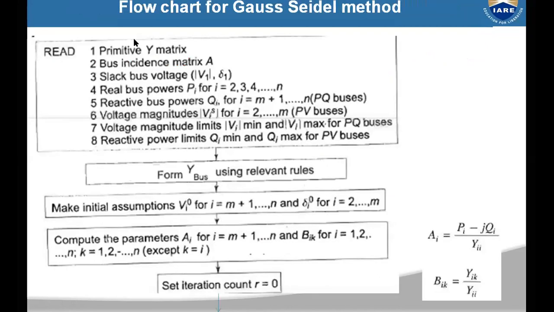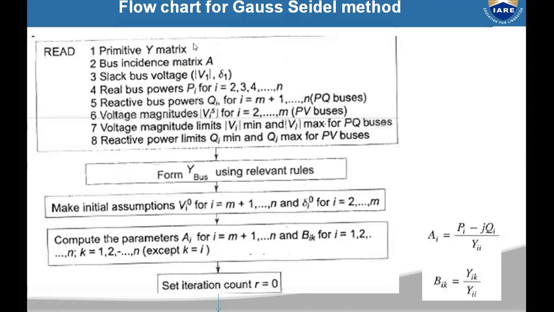Right. Let us see the flow chart. So the flow chart for the Gauss Seidel method. In general, with PV buses or without PV buses, it will be the same flow chart you have to draw. Okay. So now, how do you proceed with the Gauss Seidel method? The first step is you have to read the data. So the given data you have to read, right?